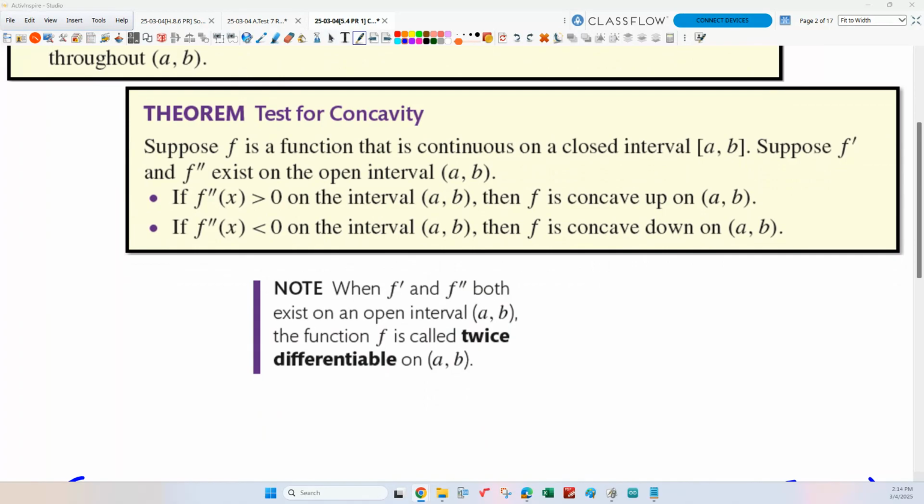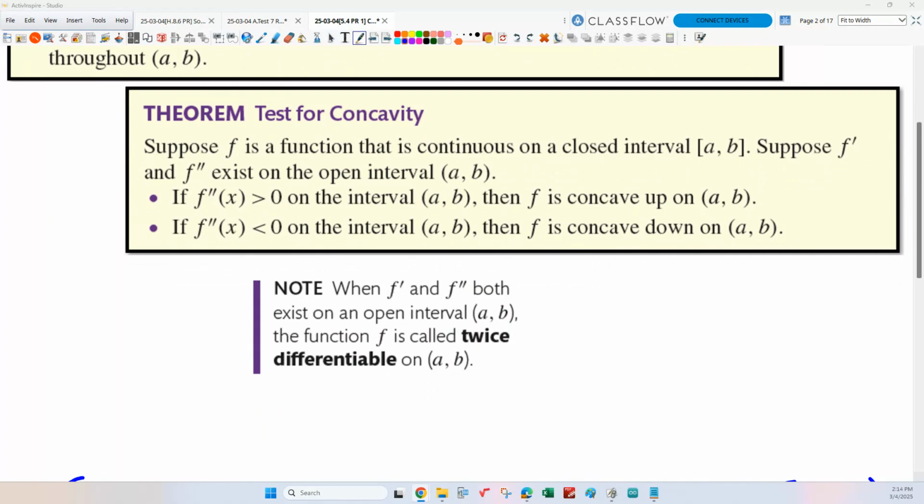If the function's continuous, and if both the first derivative and the second derivative exist on the open interval, right? So that means it has to be smooth, and the second derivative also has to exist. Then, wherever the second derivative is positive, we know that's positive concavity, it's upward concavity. Wherever the second derivative is negative, it's negative concavity, it's downward concavity, right? And that's all the stuff we talked about yesterday. Any questions on that? Okay?